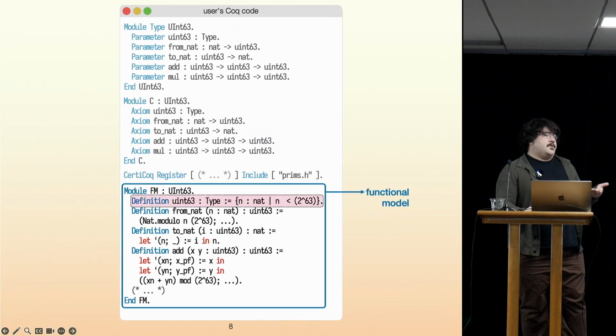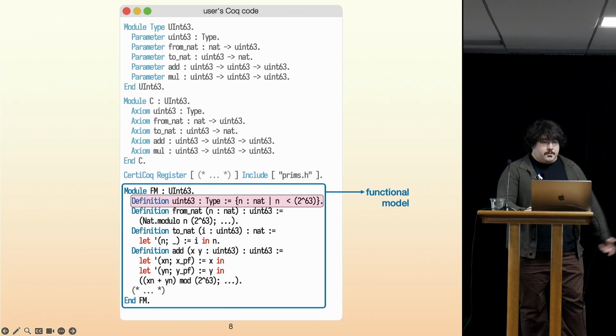To reason about the functional correctness of the C function, we must write a purely functional model in plain Coq of what these C functions actually do. This can be a module that implements the module type that we had before. In this module, we define an integer type to be the inductive natural number type with a bound. We define its operations to respect modular wrapping, just like how machine integers work.